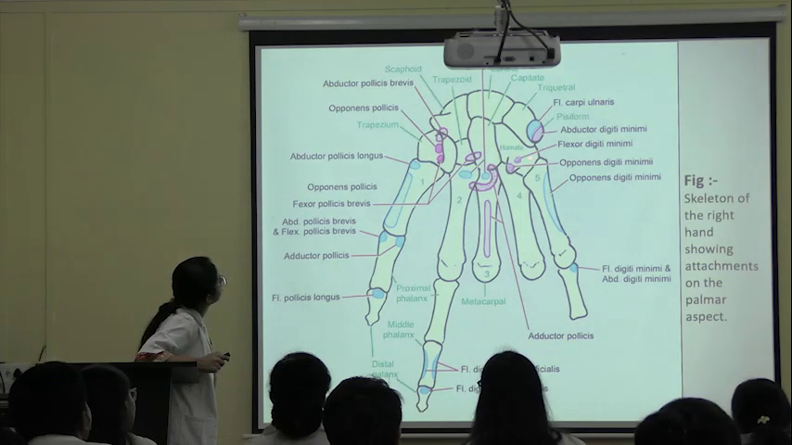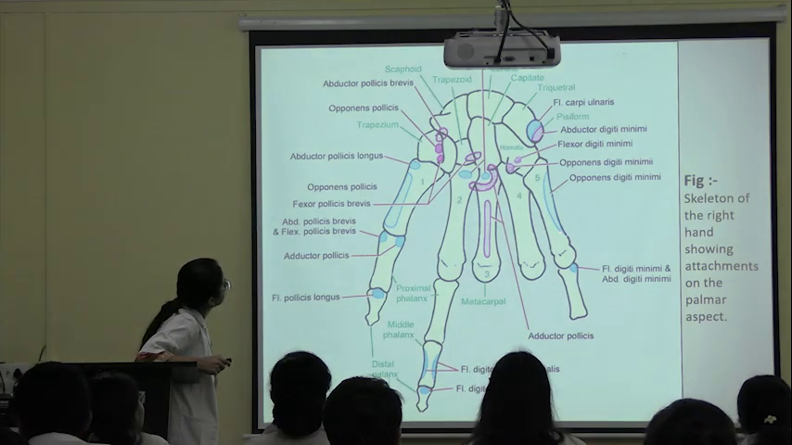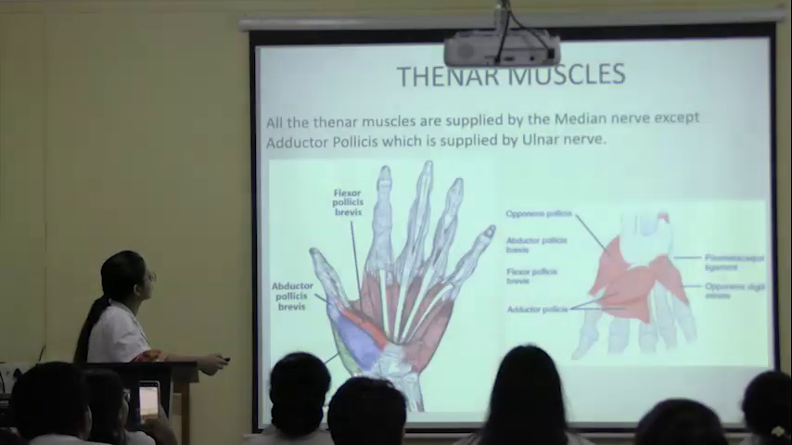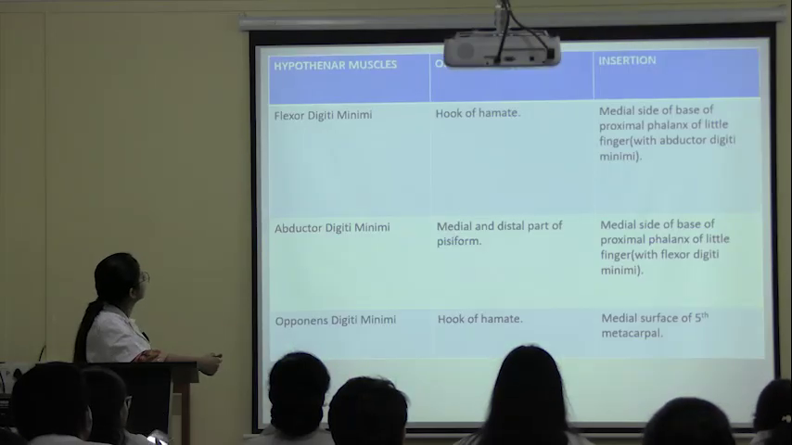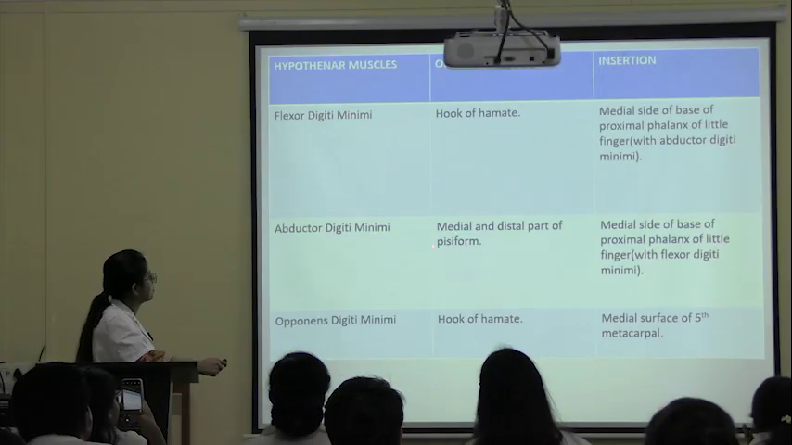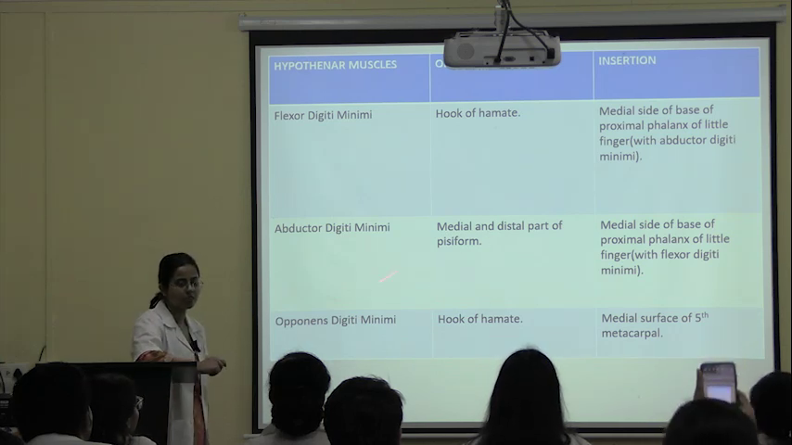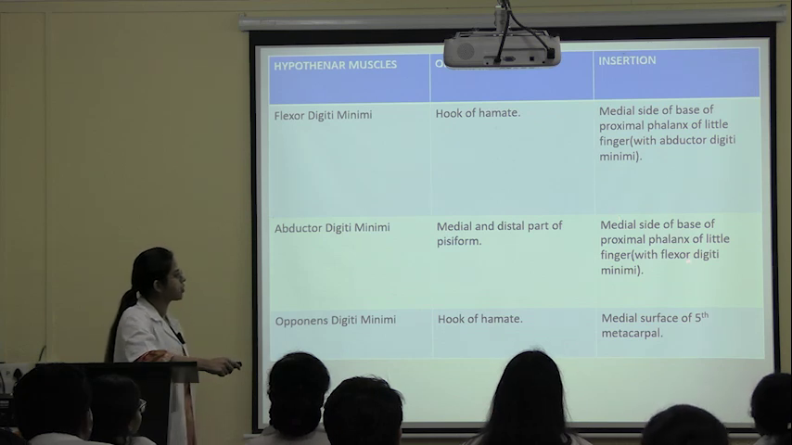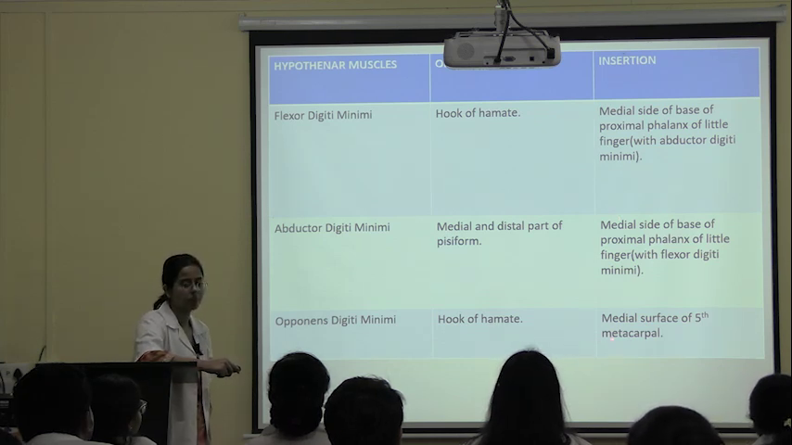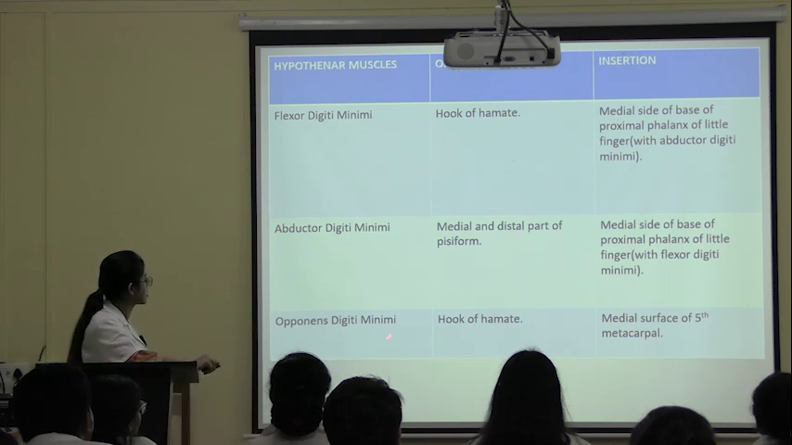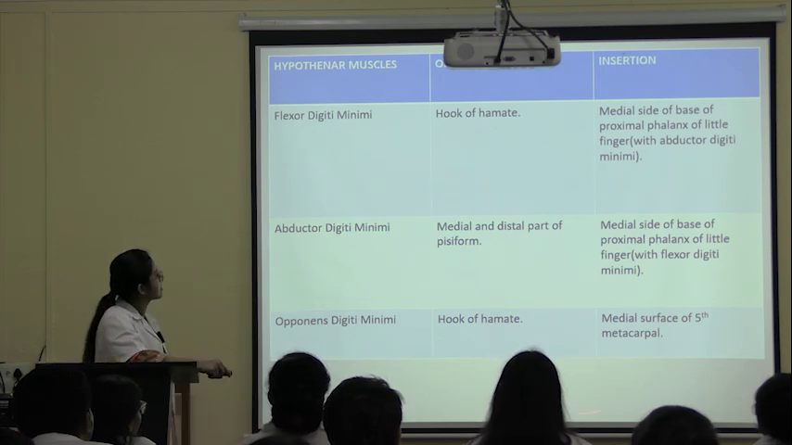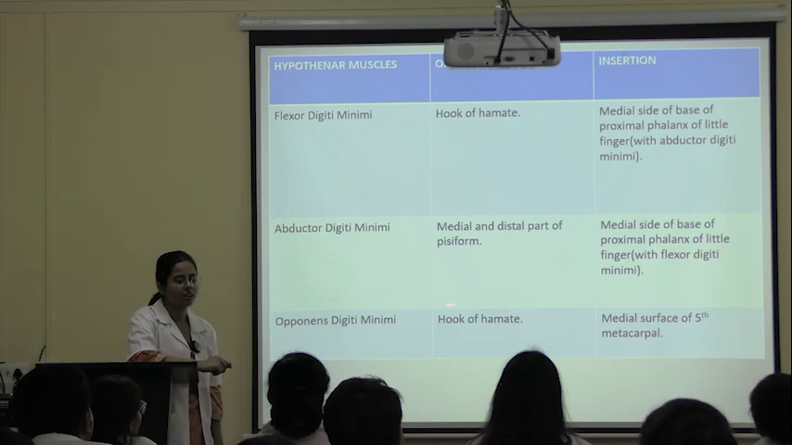See the insertion here. Okay. Abductor digiti minimi, originates from the medial and distal part of the pisiform. You have seen it originates from the pisiform and is inserted in the medial side of the base of the proximal phalanx of the finger. Okay. And the last muscle, opponens digiti minimi, has its origin at the hook of hamate, and insertion is the medial surface of the fifth metacarpal. Okay, so all these muscles are supplied by the ulnar nerve.